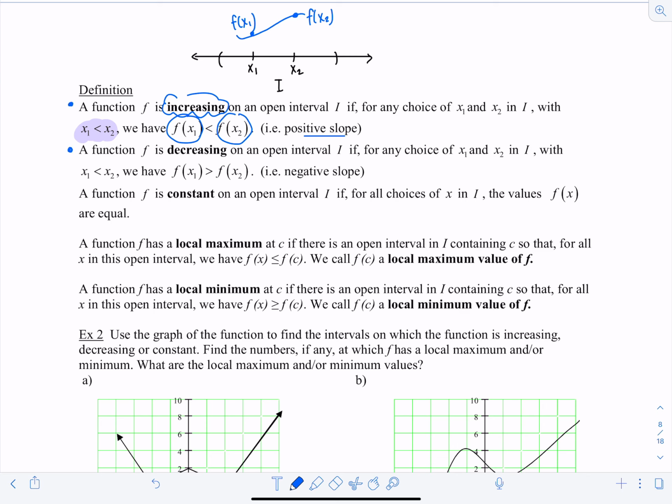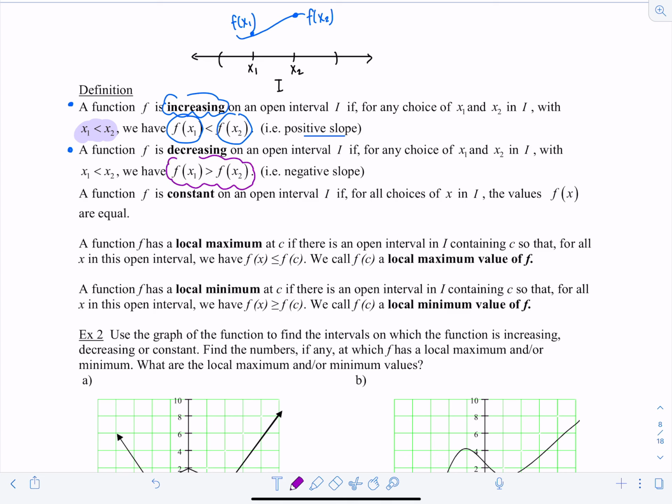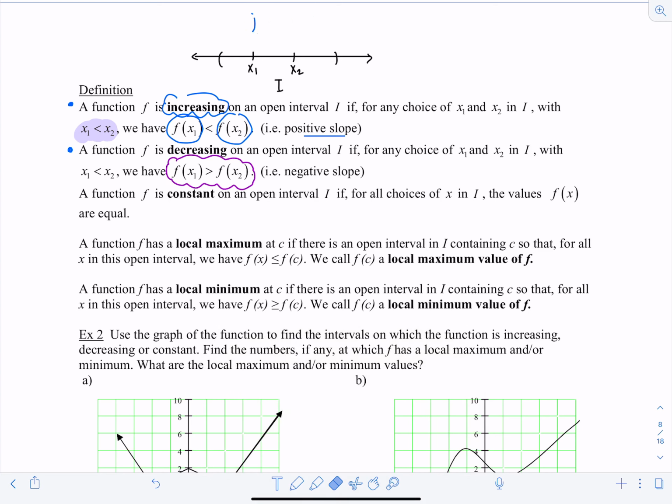Definition for decreasing. A function's decreasing on an open interval I if for any choice of x1 and x2 with x1 less than x2, we have, now the inequality is reversed, f of x1 is greater than f of x2. So that means, let's get rid of that so we can focus on the new scenario. f of x1 is going to be greater than f of x2. Okay, and so we see that the function's decreasing.